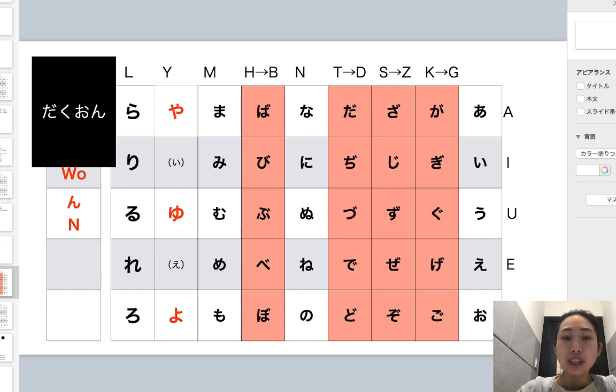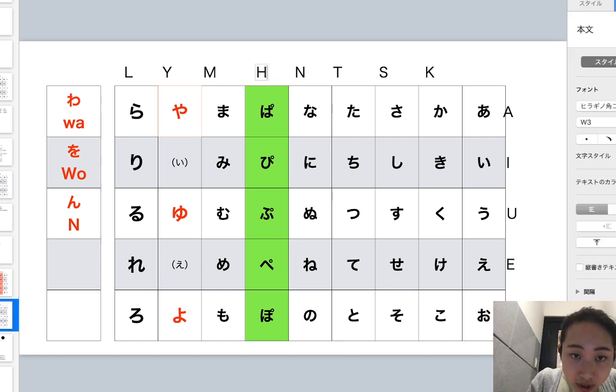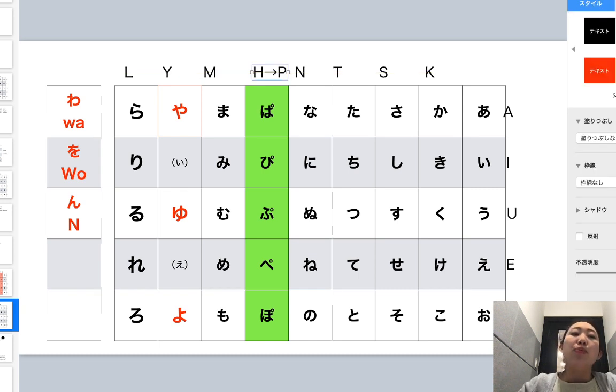We have only P letters. So the pop sound is called handakuon, and like pop. Okay, and then we only have pa, pi, pu, pe, po, so it's kind of easy. So the H becomes P. Pa, pi, pu, pe, po.